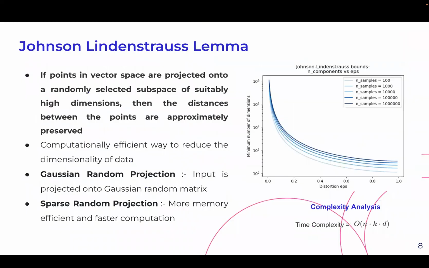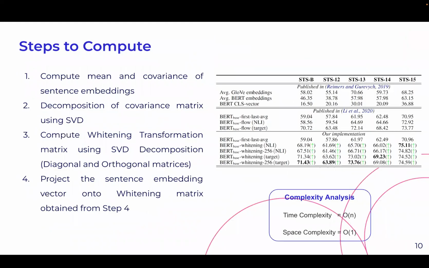Along with that, we can also reduce the dimensions. So there will be an improved performance, apart from just dimensionality reduction, that can be observed in whitening transformation. Coming to the time complexity, you can see the space complexity is just O of n, and time complexity is O of n. When compared to PCA and random projections, you can see how beneficial this whitening transformation is.